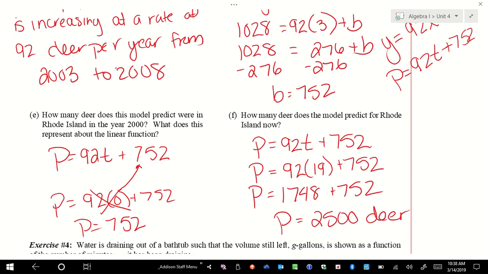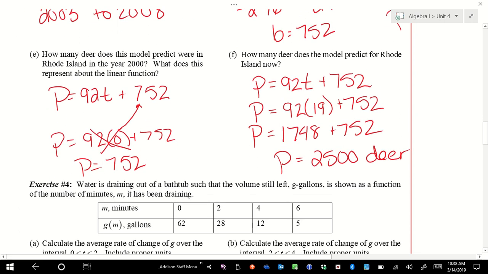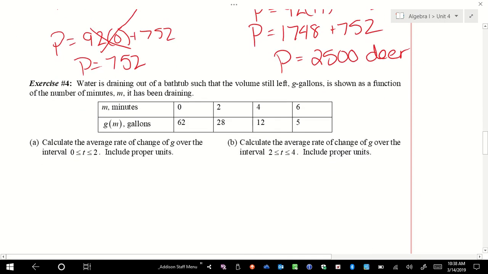Okay, last question for this lesson. We have water. It's draining out of the bathtub. Its volume is gallons, G. Number of minutes it's been draining is M. You see this chart. First question says to calculate the rate of change of G over the interval 0 to 2. Average rate of change is slope.